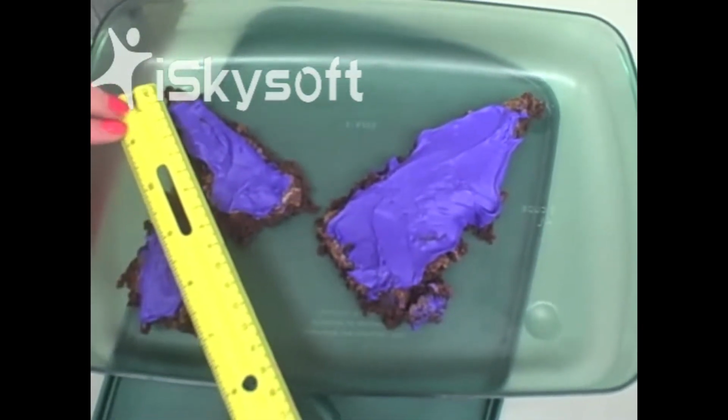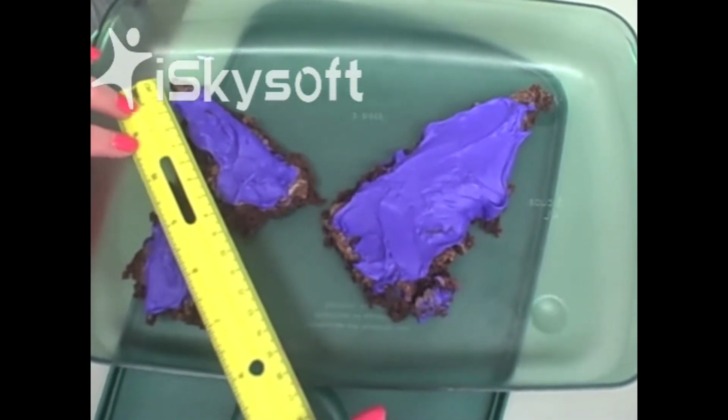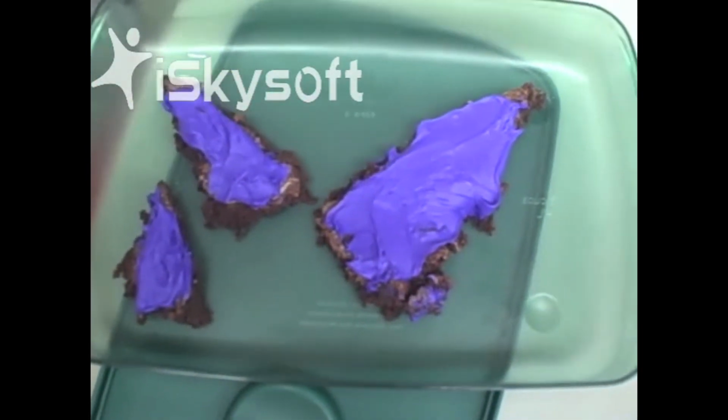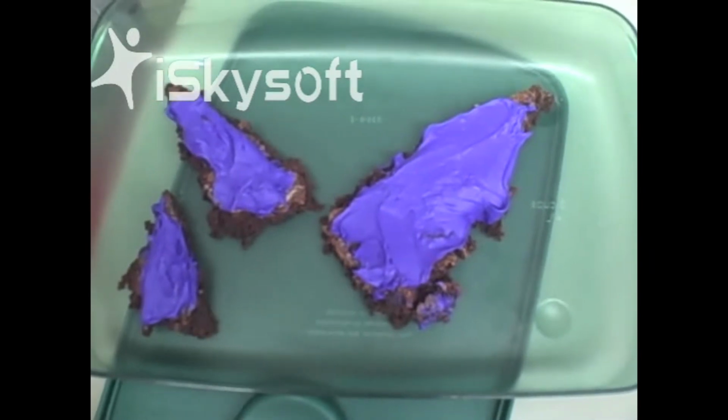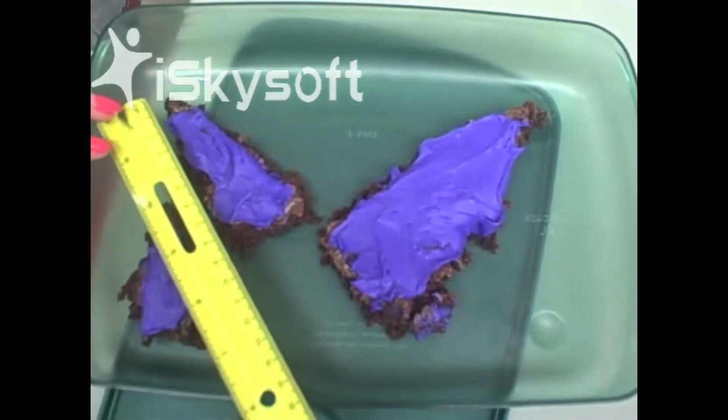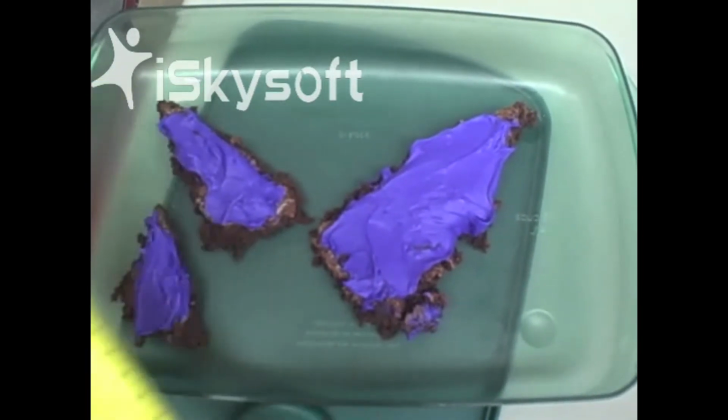The medium triangle has a height of 8 centimeters and a base of 4 centimeters. 8 times 4 equals 32, and 32 divided by 2 equals 16. So the area of the medium triangle is 16 centimeters squared.